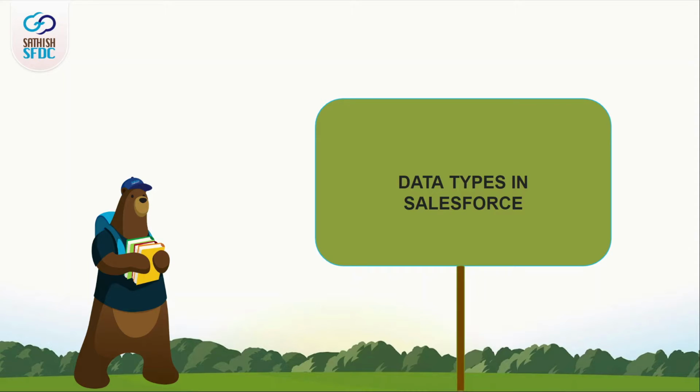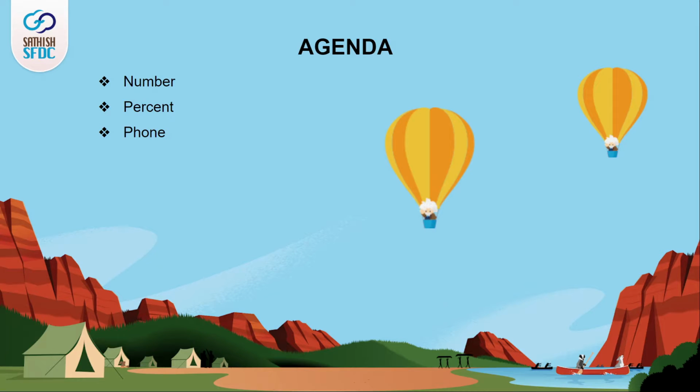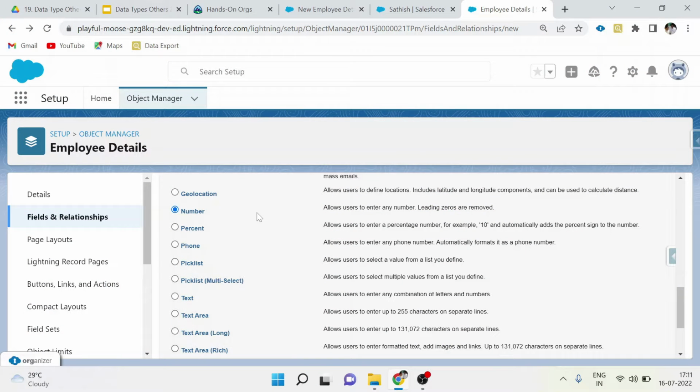Agenda of this video is to learn about other data types which we missed in our old videos. These are the three data types which we are going to see about. Number data type, which is used to store numbers in fields.